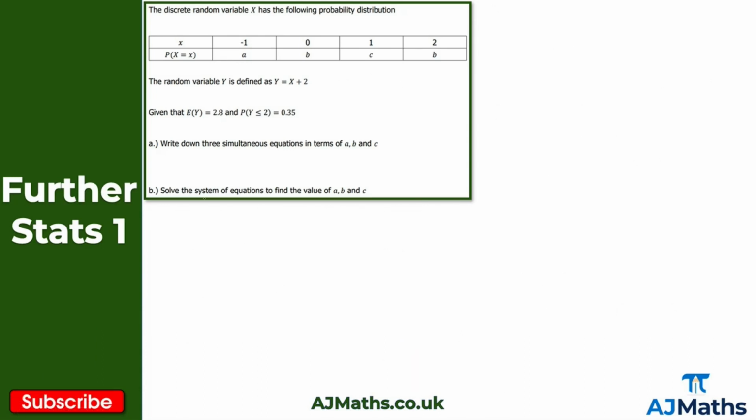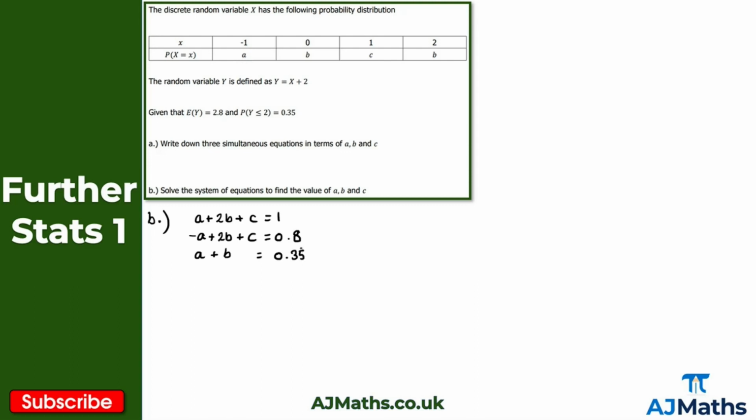So for part B here then, we now need to solve the system of equations to find the values of a, b, and c. So let's make a note of the system of equations again. We had equation 1: a plus 2b plus c equals 1. Equation 2 was minus a plus 2b plus c equals 0.8. And then finally, our last equation was a plus b equals 0.35.